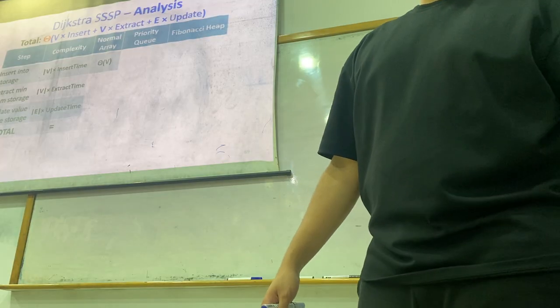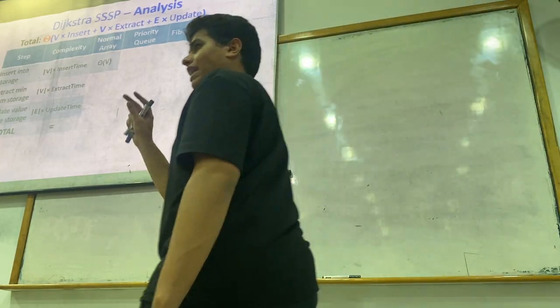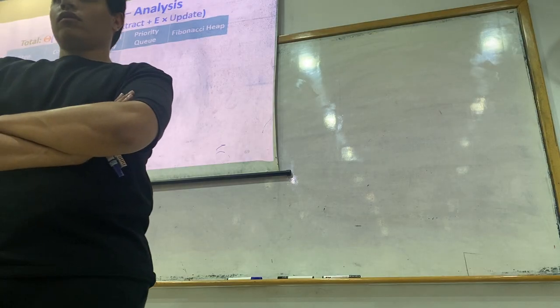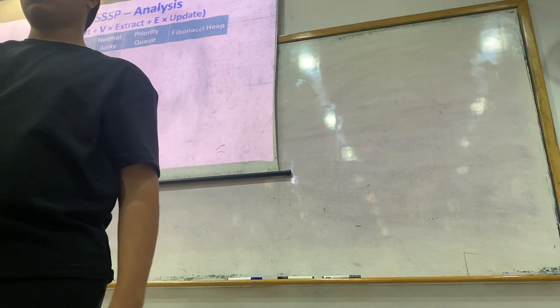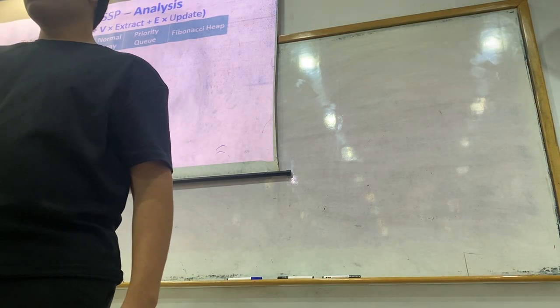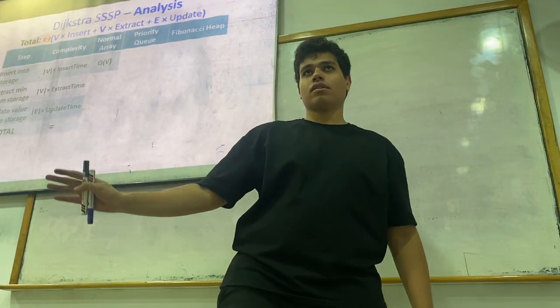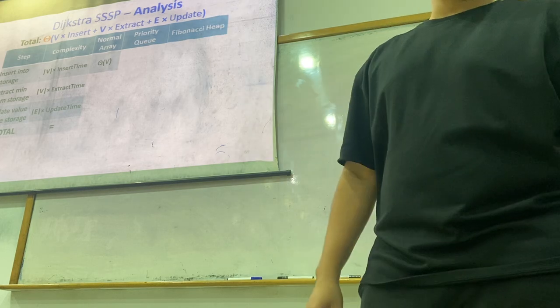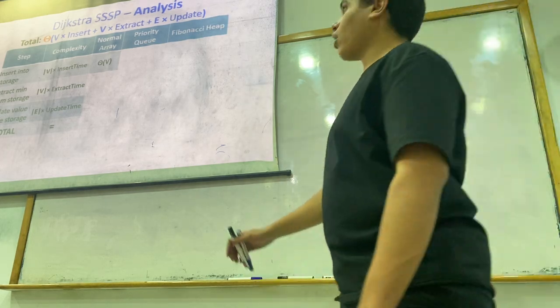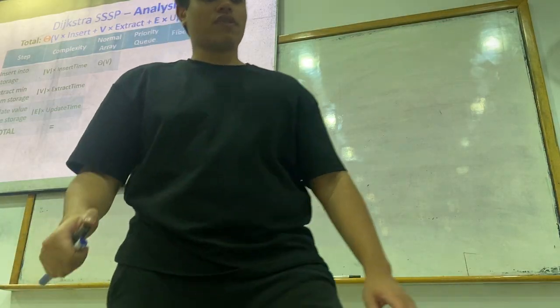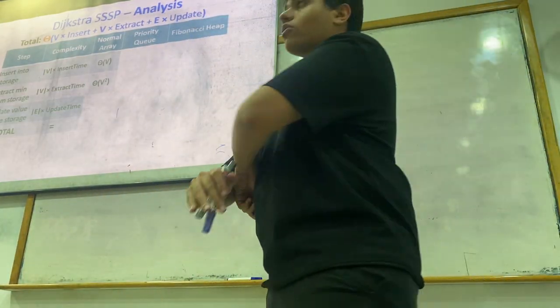What about the extract minimum? How to extract a minimum from an array? I need to look over the whole vertices. You have to check all the vertices. I cannot reach the minimum until I loop over all the vertices and get the minimum distance. So it's order V. I will do it how many times? V times. V by V is V squared. So it's V squared.